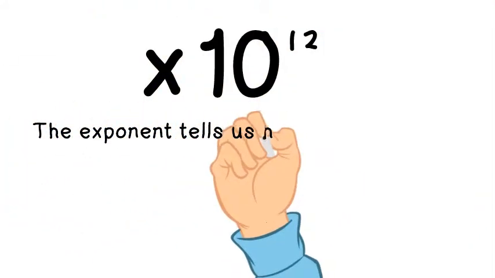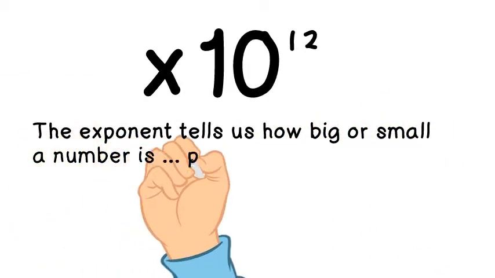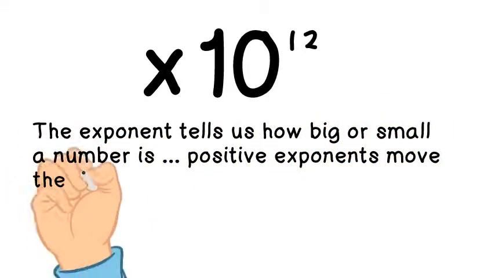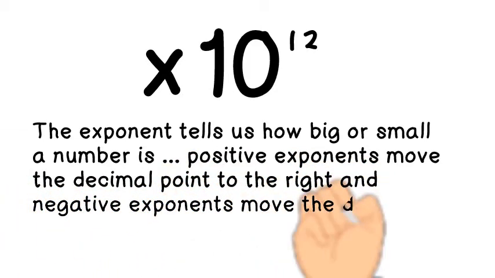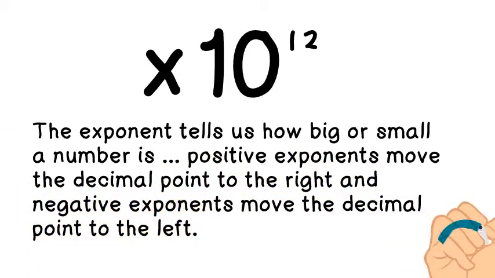The exponent tells us how big or small a number is. Positive exponents move the decimal point to the right and represent very large numbers, and negative exponents move the decimal point to the left and represent very small numbers.